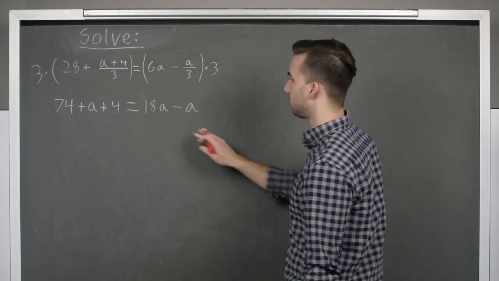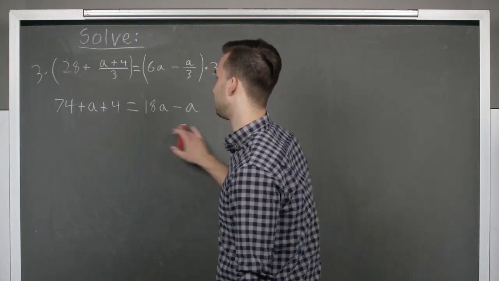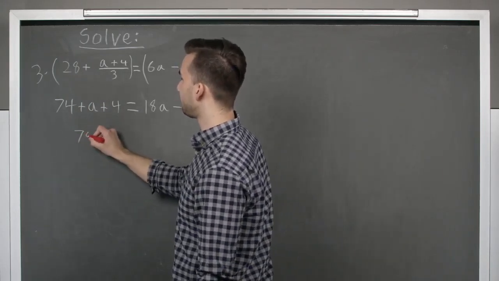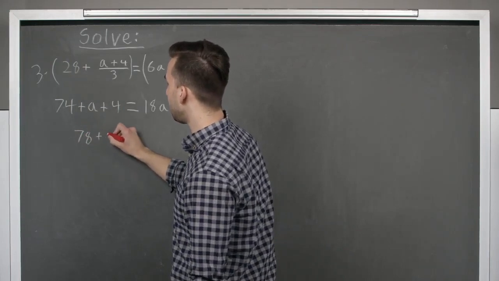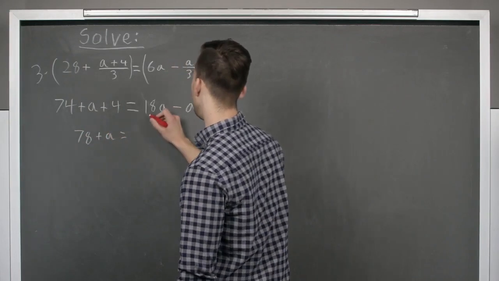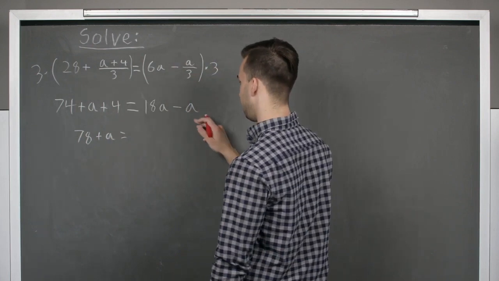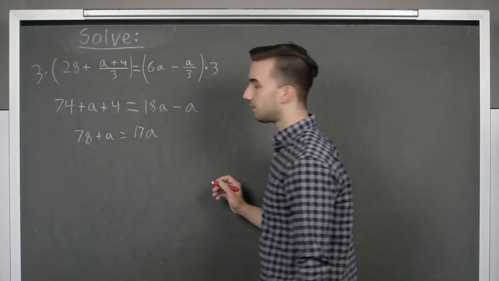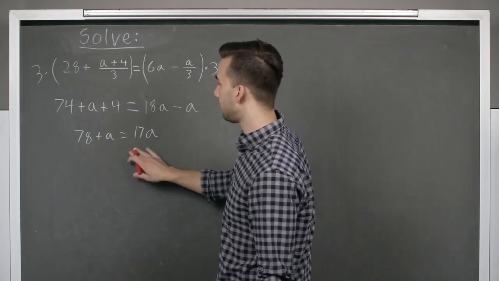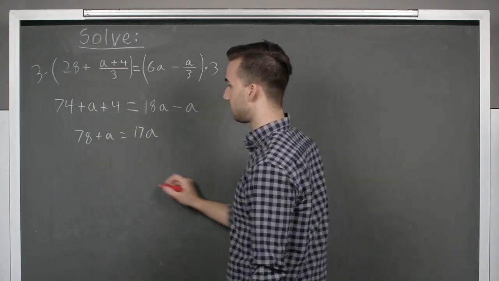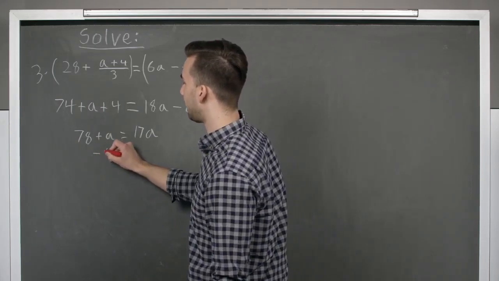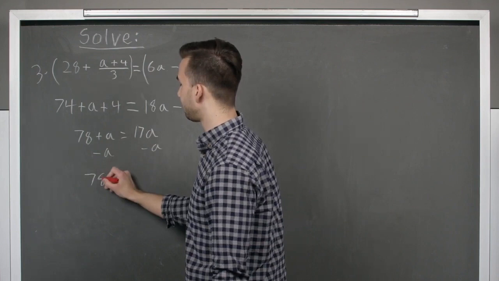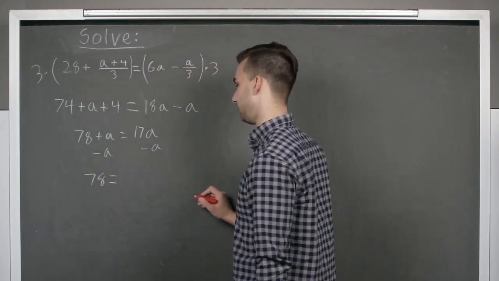We can simplify by combining the like terms. We have what's 74 plus 4 is 78, plus a on this side, and then we have 18a minus a is 17a. So at this point, we can just combine the like terms. Let's subtract an a from this side, and that gives us 78 equals, what's 17 minus a? 16a.